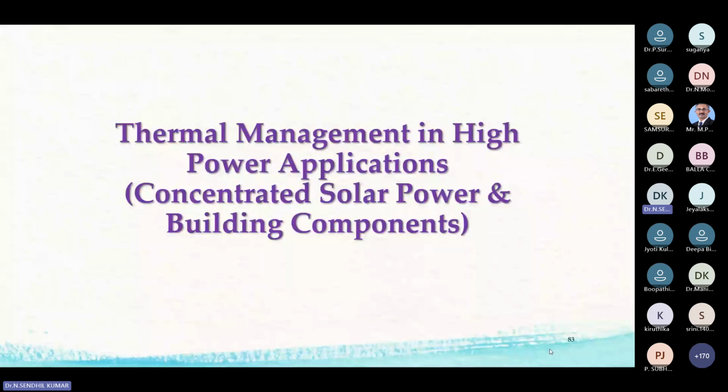That is thermal management in high power applications. Here you can also show some of the high power applications. That is concentrated solar power, where high heat will be there, and building components. I will just go very fast.